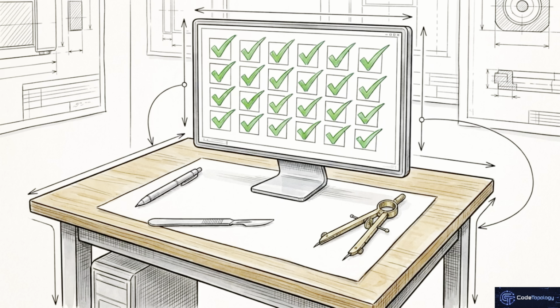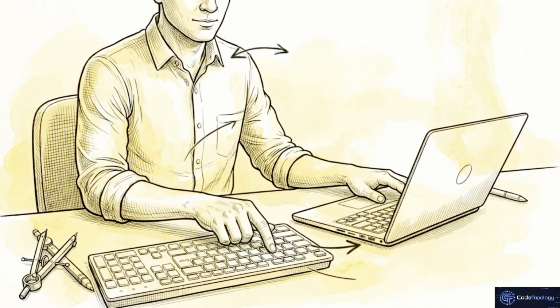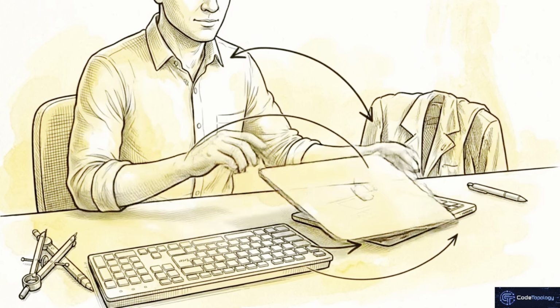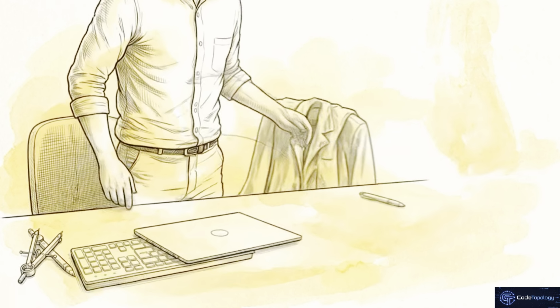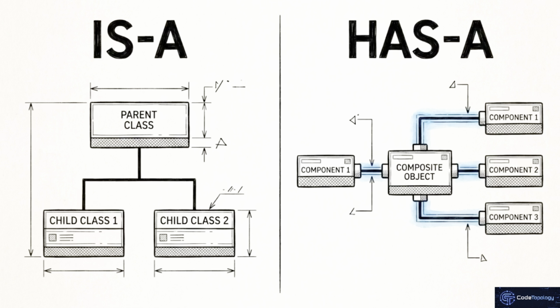That is the ultimate payoff of SOLID code. Changes are localized, duplication is eliminated, and you can comfortably deploy your updates on a Friday afternoon without holding your breath. Because these principles favor small, single-purpose classes and role-specific interfaces, you need a way to assemble these pieces without creating a rigid top-down hierarchy. This requires understanding the difference between an is-a relationship and a has-a relationship.